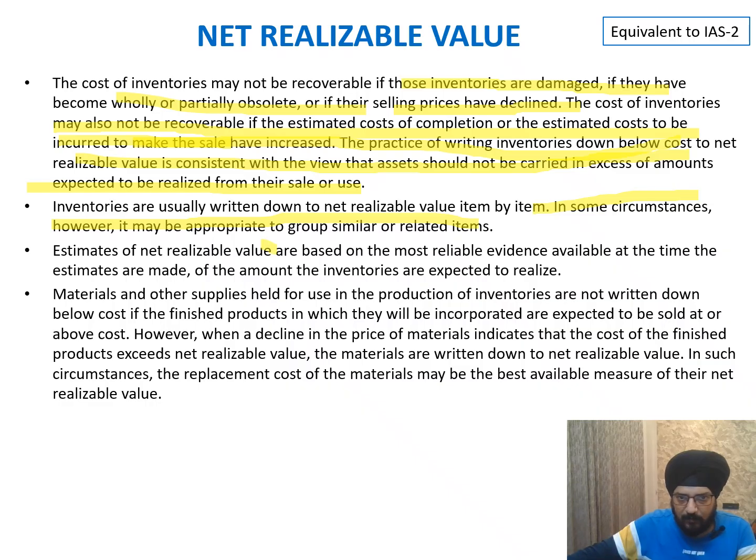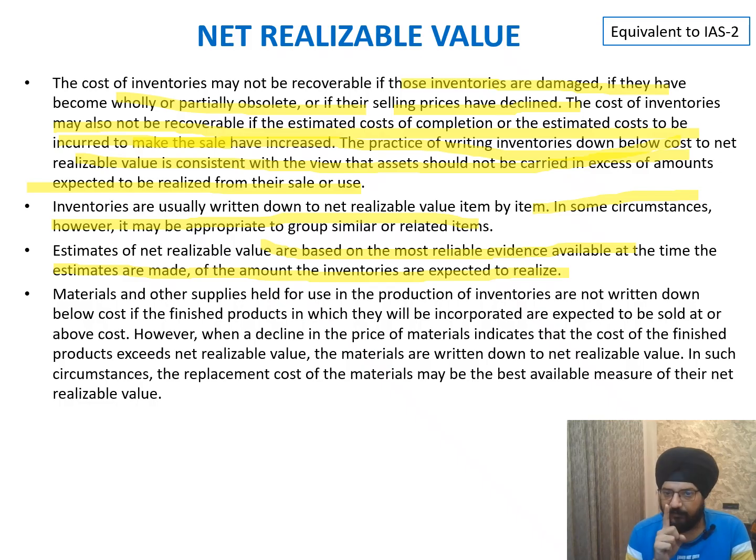Estimates of the net realizable value are based on the most reliable evidence available at the time the estimates are made. The amount must be the maximum expected to be realized. So it has to be based on the estimated value that is going to get realized for those inventories. The most important point to keep in mind is that for the raw materials which are used to create the finished product, if the net realizable value of the raw materials has fallen below the cost, then we should also look into the finished inventory which will be produced by consuming those raw materials.